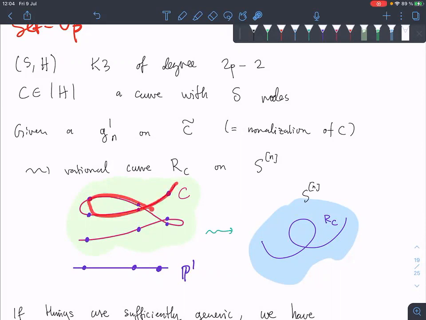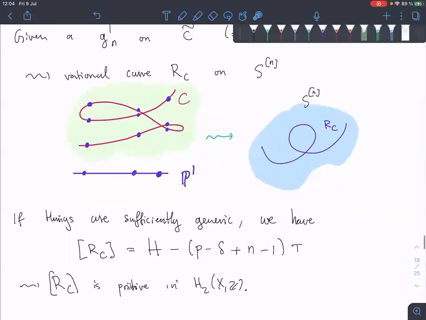So you have some singular curve on S, and generically, if you have a g^1_n, this corresponds to a family of degree n subschemes on this curve, and that gives you a rational curve on this Hilbert scheme.